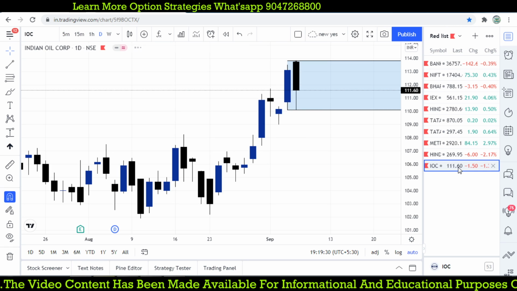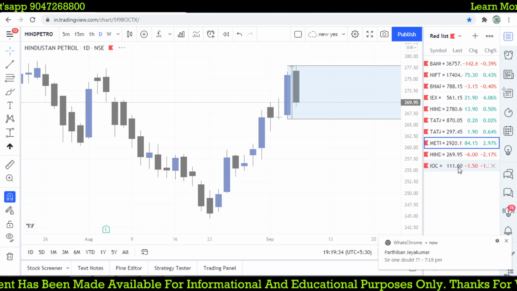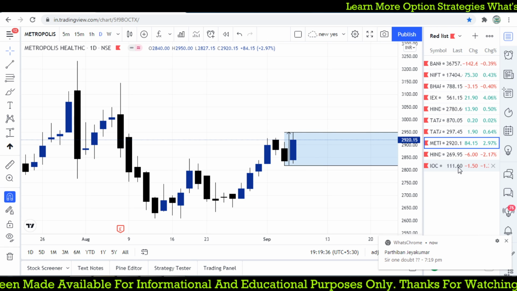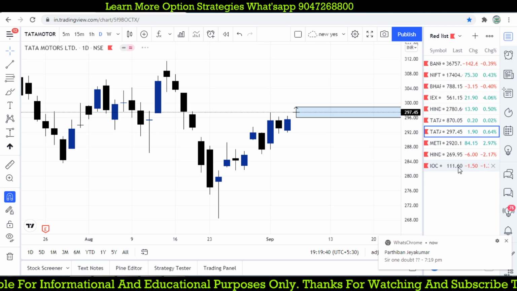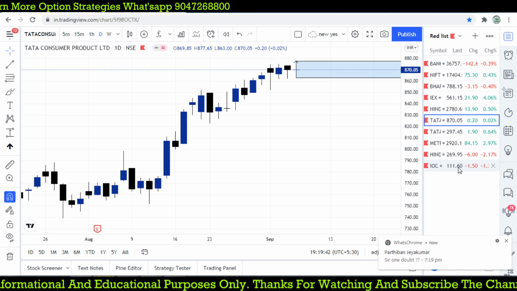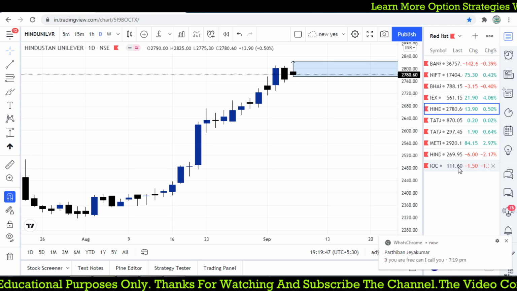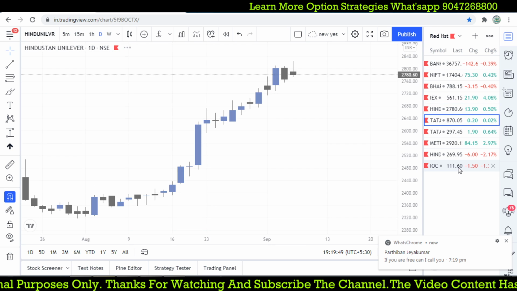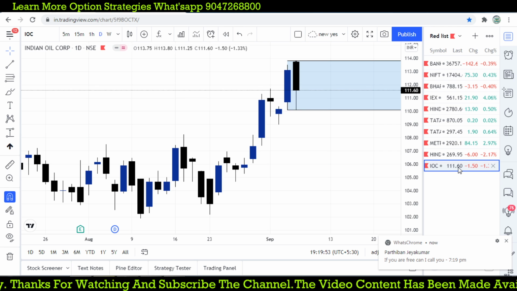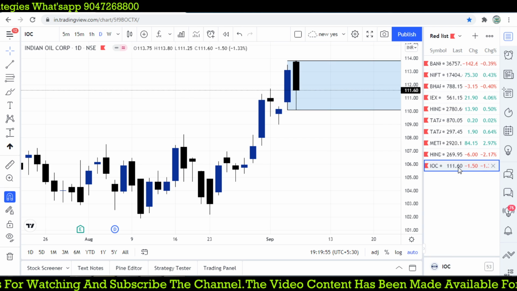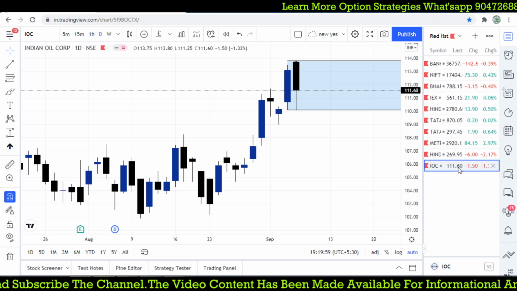IOC forming a bearish engulfing, Hindalco forming a bearish engulfing, and this one inside out of Metropolis, and Tata Motors Doji and Tata Consumer Products Doji, Hindustan Unilever Shooting Star. So 1, 2, 3, almost 6 stocks we have filtered out based on our candlestick patterns. Now this should be the best way to focus our intraday trading tomorrow.